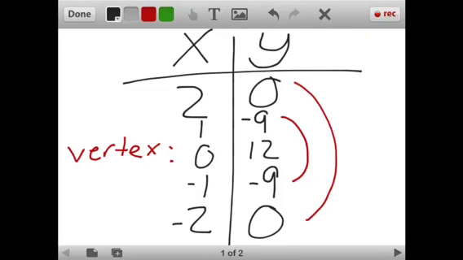Next, you need to fill in your input-output table for the y values. After filling it in, you get (2, 0), (1, negative 9), (0, negative 12), (negative 1, negative 9), (negative 2, 0). These red lines are supposed to represent how the y values are equal because of the line of symmetry. Now, after you're done filling in your table, you can graph.